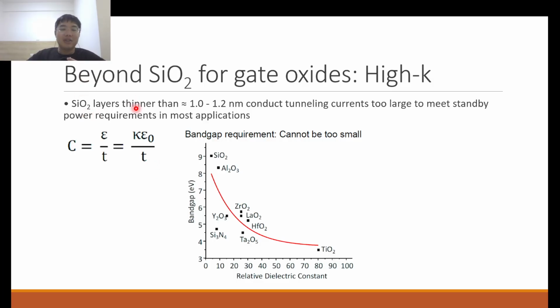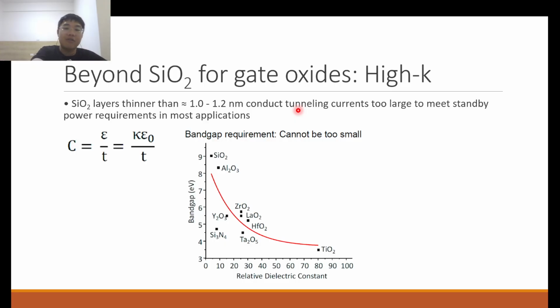But when we decrease the layer thickness to thinner than 1 to 1.2 nanometers, what happens is electron tunneling can occur, because quantum tunneling effects occur at much higher rates when the thickness of the barrier becomes very thin. And so this results in tunneling currents that are too large to meet the standby power requirements in most applications. That means your transistor is turned off, so it's on standby mode. It's not turned on. However, there's still a current in the off mode that's still flowing.